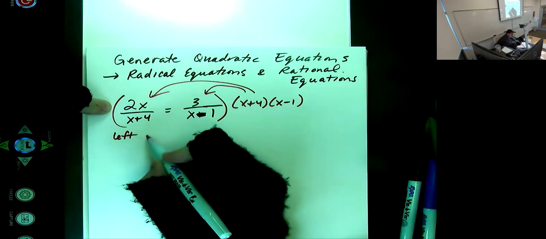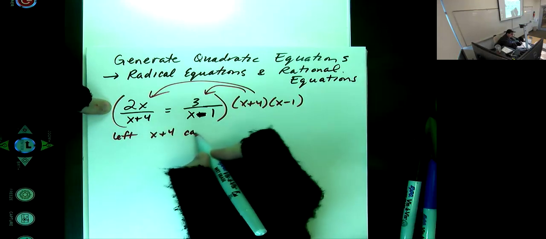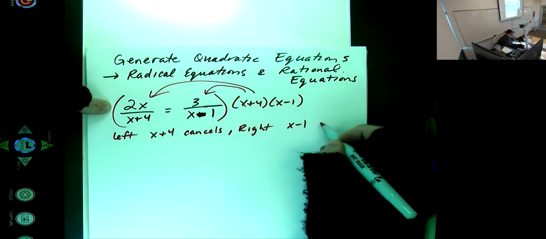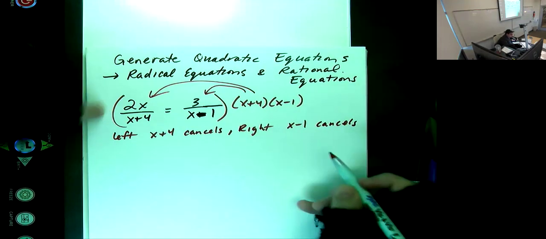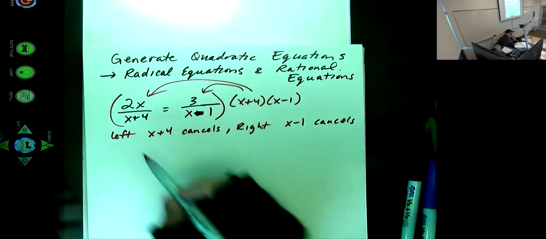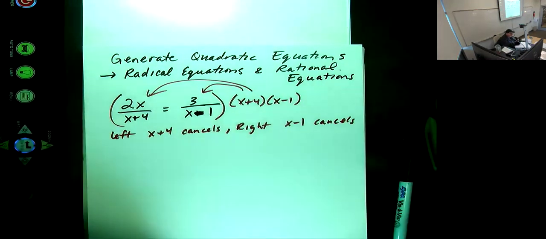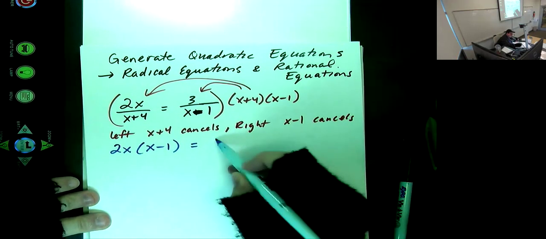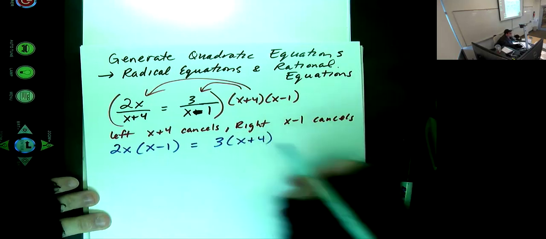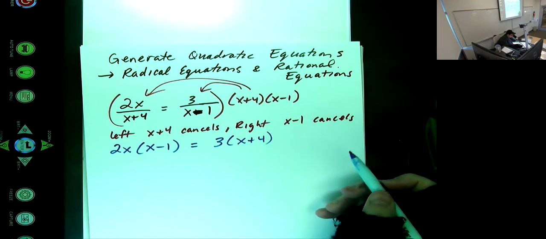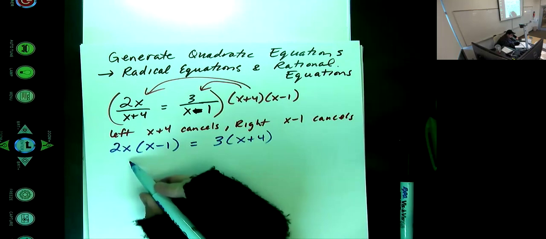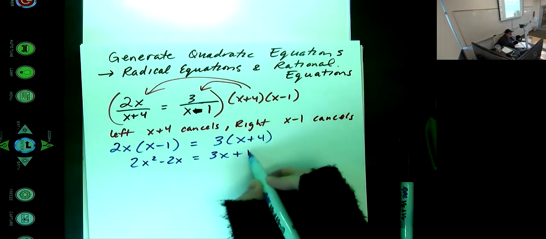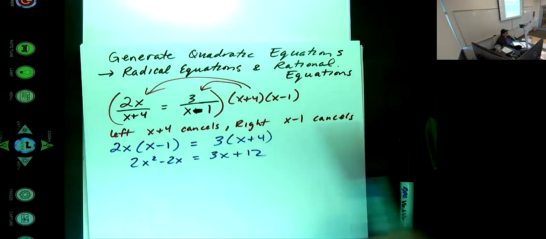When it applies to the one on the left side, x plus 4 cancels. Right side, x minus 1 cancels with the denominators. And I'm left with the original 2x times the x minus 1 equals 3 times x plus 4. And you'll see when you distribute, you get an x squared in there. And that's where we'll stop solving that one.